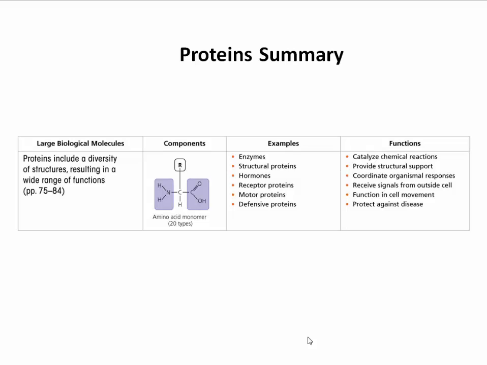And here is a summary of the proteins that we just studied. They include a diversity of structures. They have a wide range of functions. It's a carbon compound with a carboxyl group and an amino group, and a side chain, which is an R side chain, which can do the many wonderful functions of proteins. Proteins are enzymes. They could be structural proteins. They can be hormones. They can be receptors. They can be used for locomotion. They're motor proteins, or proteins can be used for defense.